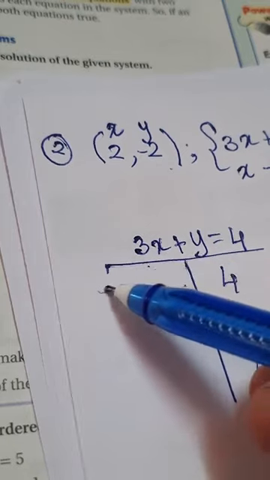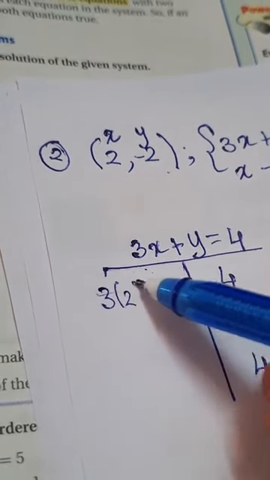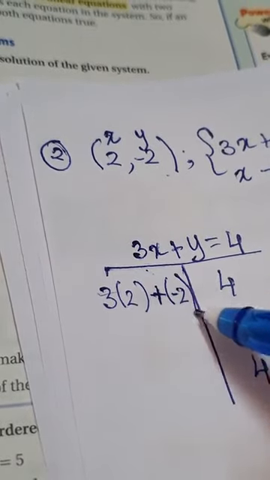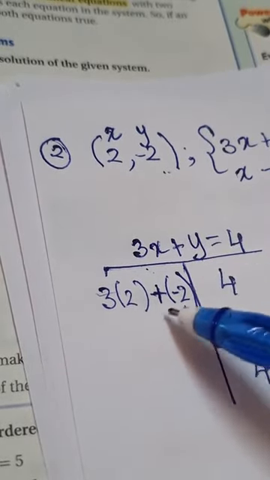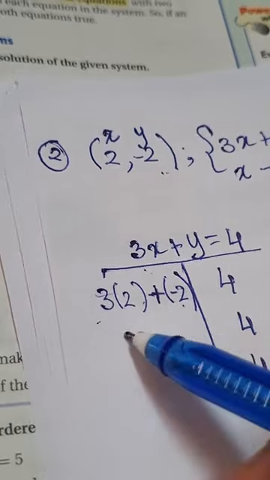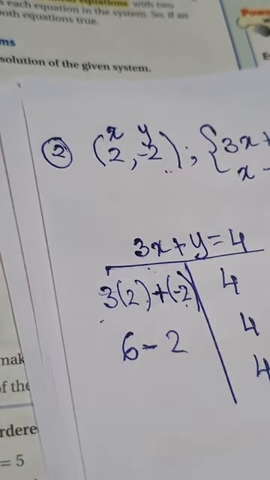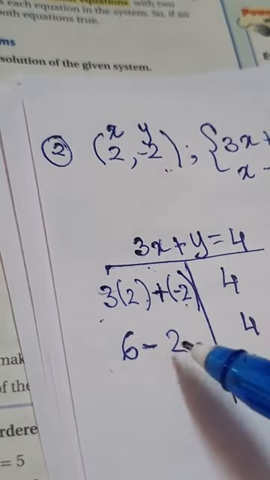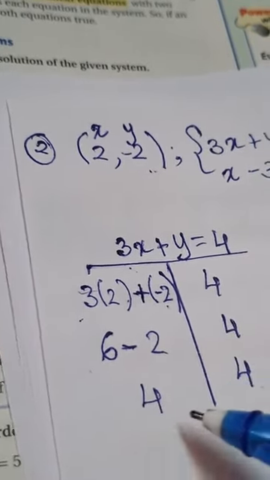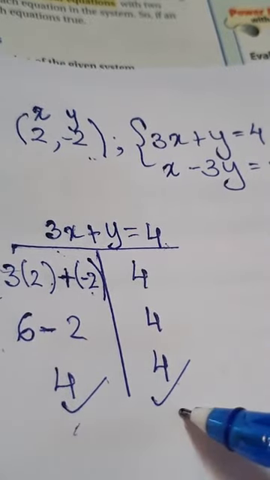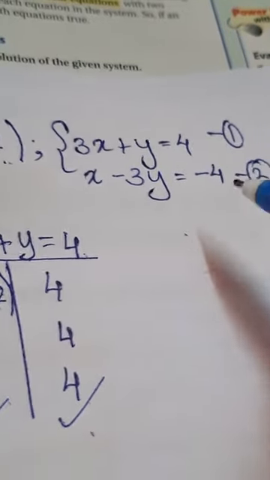Okay, so 3x, which means 3 multiplied by 2 plus minus 2, because y is minus 2, so we write it like this. 3 2s are 6, plus into minus is minus, which is going to give us 2, minus 2. So 6 minus 2 is 4, which means the solution for this equation is correct. Okay, so let's check for equation number 2.